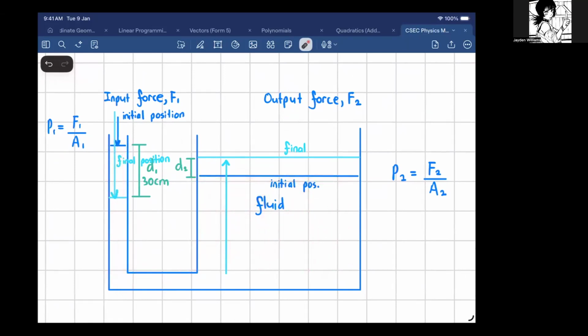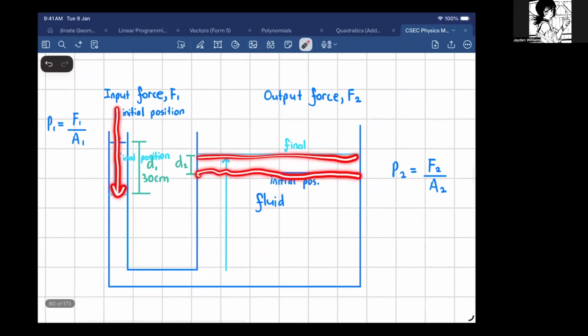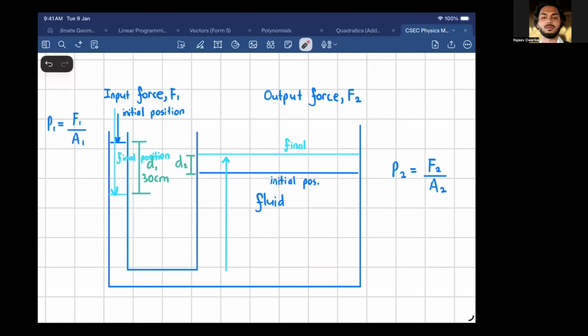When you push over here, what's going to happen to this dark blue plunger? It's going to rise. That makes sense. Now the question is, is it going to move the same distance that you pushed it down, or is it going to move a lesser distance? What do you think? I'd say a lesser distance. I would say a lesser distance as well.